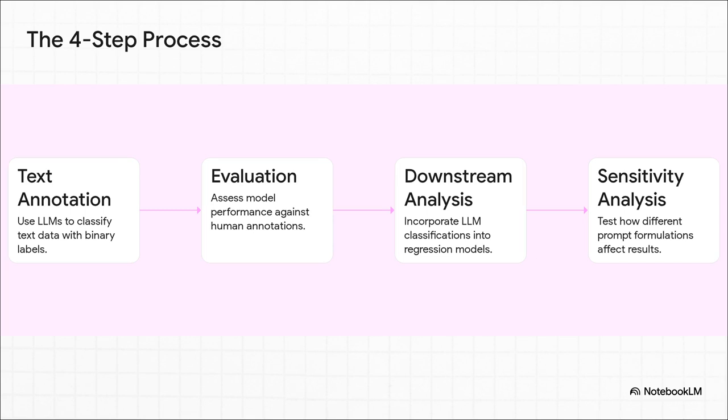Okay, so the framework lays everything out in these 4 clear steps. First, you have the LLM annotate your text. Simple enough. Second, you check how well it did against a small sample that a human already coded. Third, you take those AI-generated labels and plug them into your statistical models. And fourth, and this is the most important part, you systematically test how your big conclusions change when you tweak the instructions you give the AI.